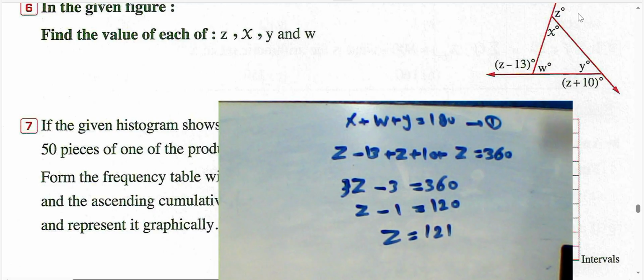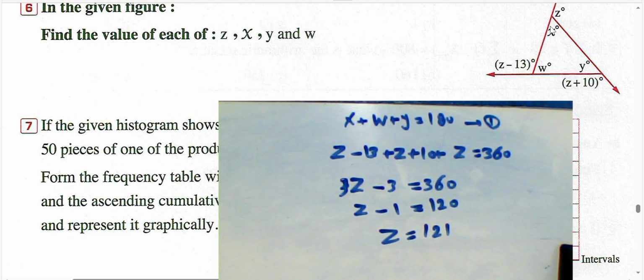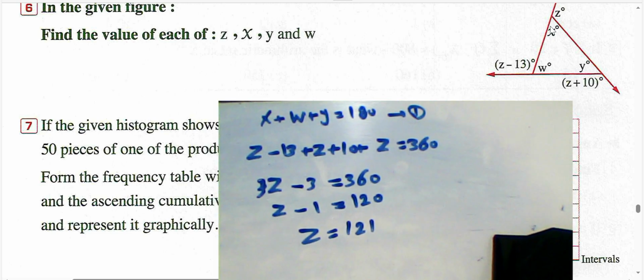Okay, you can find the measure of angle y here, put the value of z here, and find x. We can find the measure of angle x here. Okay, complete with me here, my students.